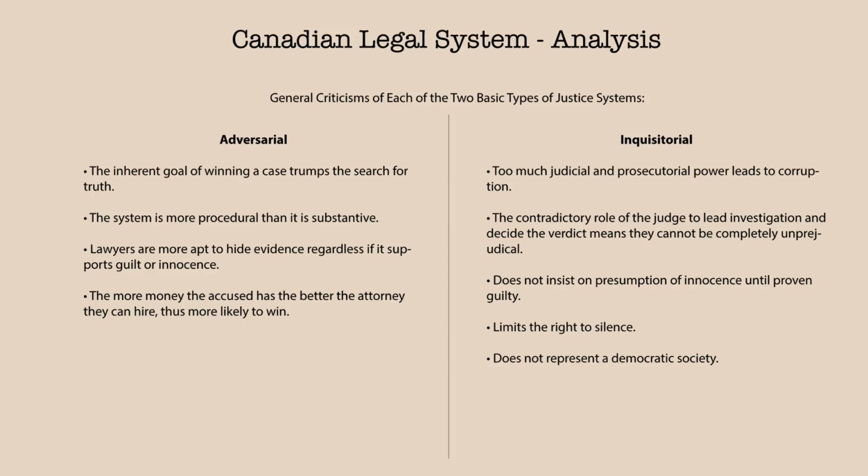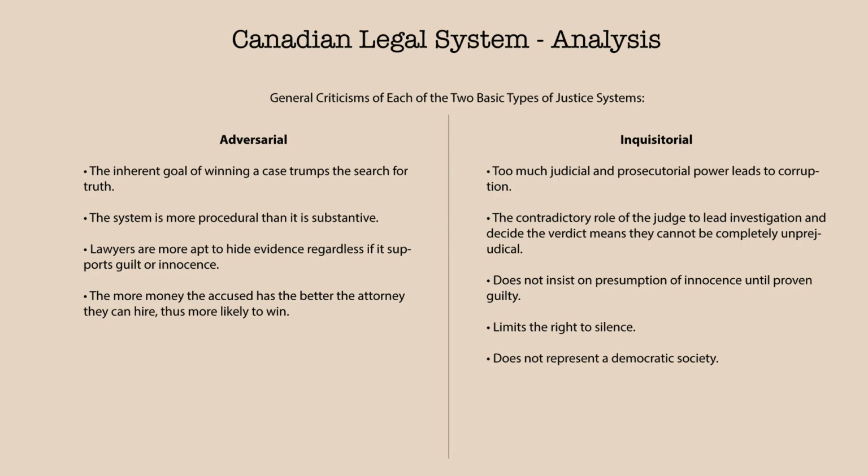The general criticisms of each of the two basic types of justice systems are the following. In the adversarial system, the criticisms are that the inherent goal of winning a case trumps the search for truth. The system is more procedural than it is substantive. Lawyers are more apt to hide evidence regardless if it supports guilt or innocence. The more money the accused has, the better the attorney they can hire, thus more likely to win.